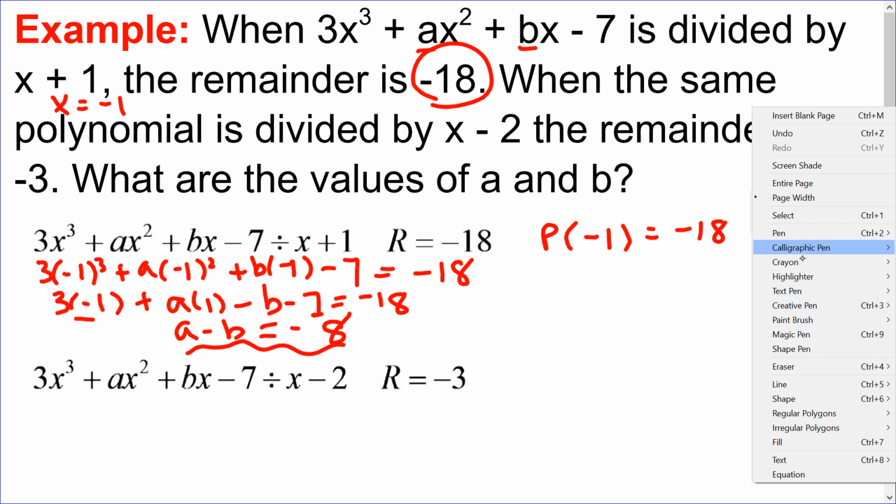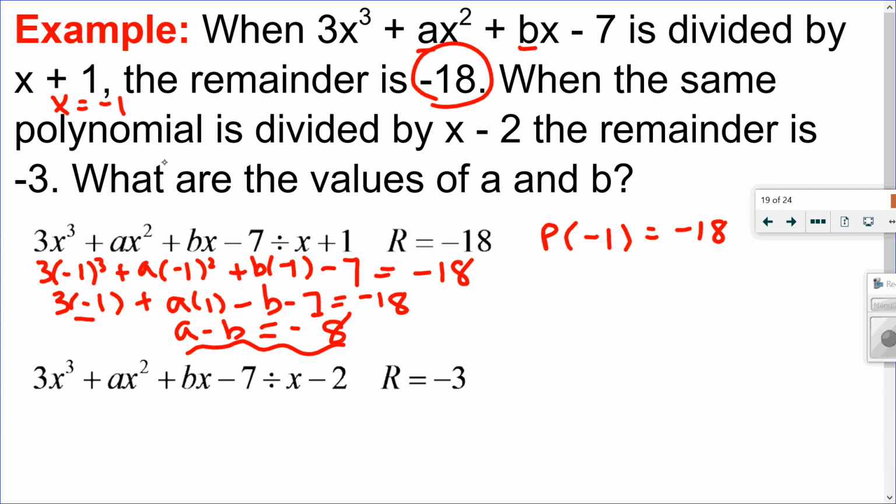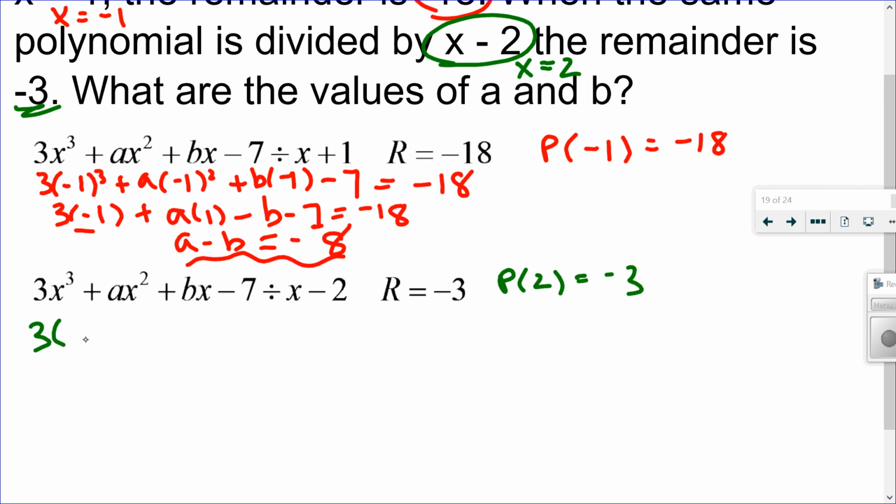I'm going to do the same thing with my second piece of information. So the same polynomial divided by x minus 2, meaning the root is 2, the remainder is negative 3. So what that tells me is the value of my polynomial at 2 is negative 3. So let's do this again. So 3 times negative 3 cubed plus a times negative 3 squared plus b times negative 3 minus 7 is equal to the remainder, which is negative 3. Okay, so working through this, I have negative 3 cubed. Did I do this right? Just hold on a second here. No, I did not. I'm just noticing I made a boo-boo.